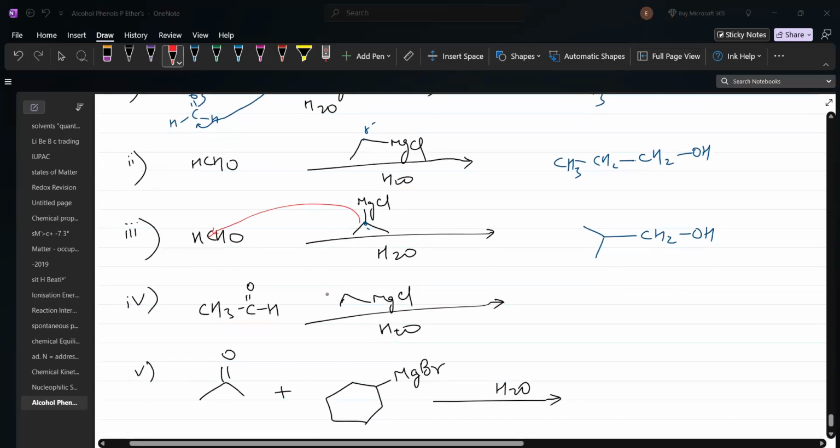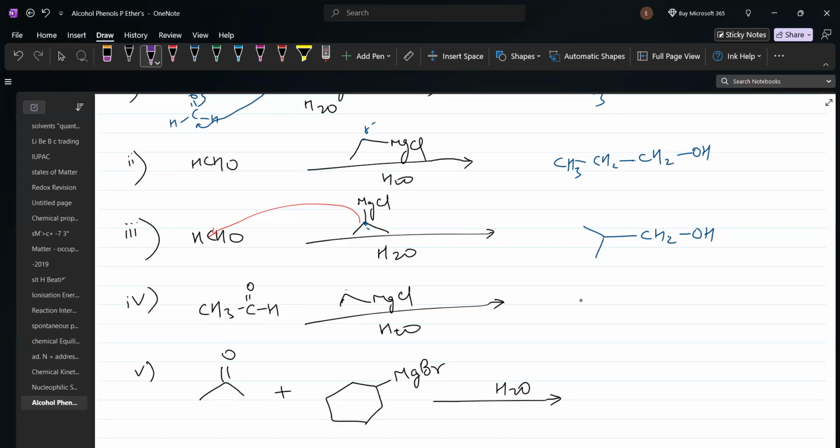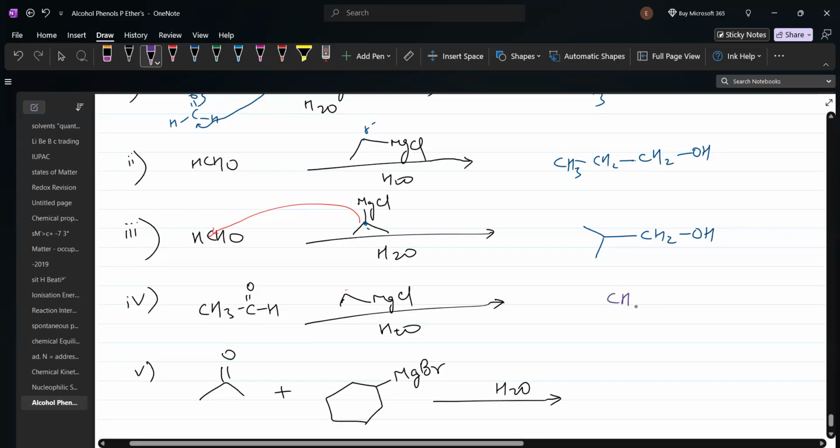The next question, this will attack on this one. So two carbons will attack on this carbon. So this one is CH3CH2OH, and this one has been attacked by this. So this one will be the answer, or you can say CH2CH3. Yes or no?